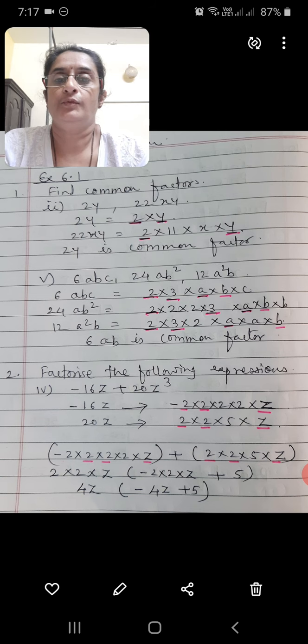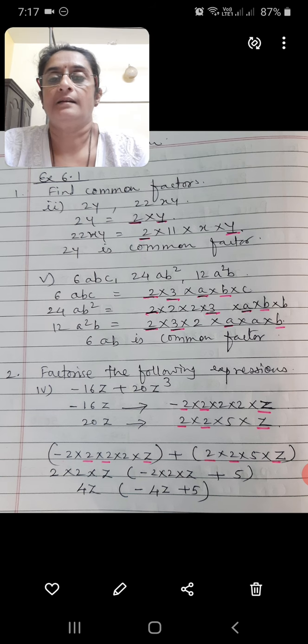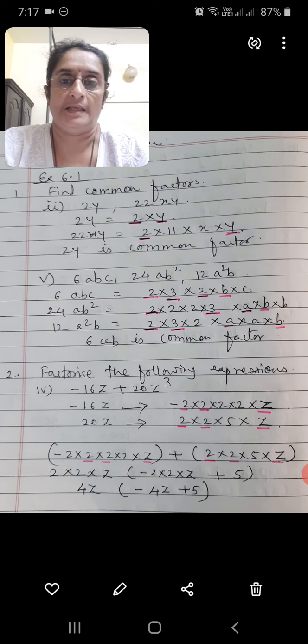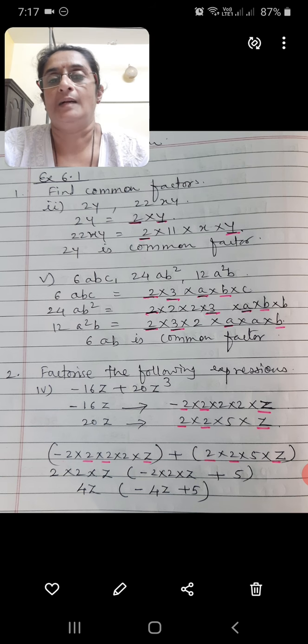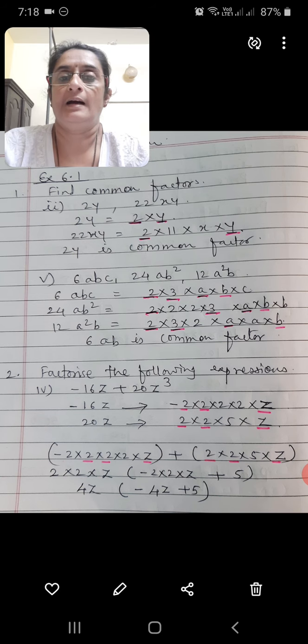Now take a few examples and then you will tell me how we are going to find out the factors of the given terms. Take first 2y. So what does 2y mean? 2 and y are multiplied with each other. So what are the factors of 2y? 2 into y. So 2 and y are the two factors of 2y.